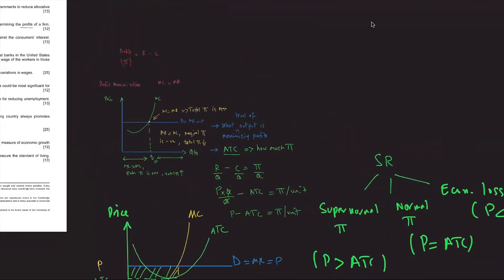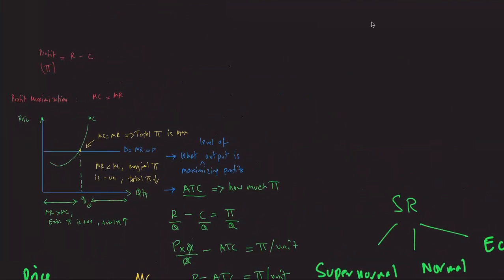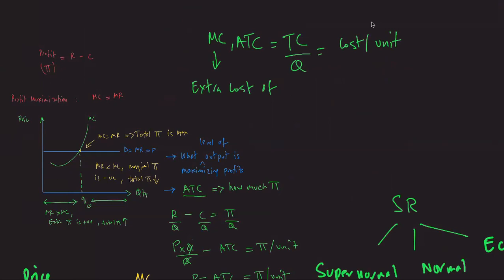Okay, guys, one more thing which I wanted to talk about is this, that you do need to mention your definitions of marginal cost and your average total cost. Average total cost is total cost over quantity, or cost per unit, and your marginal cost is the extra cost of producing one additional unit.